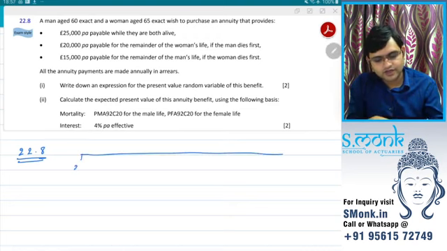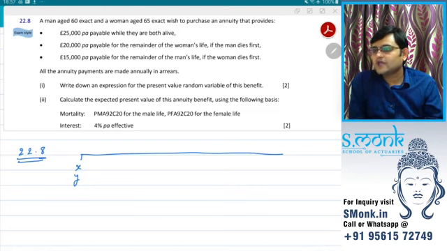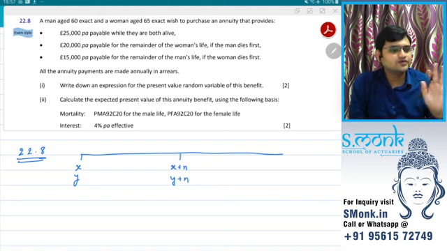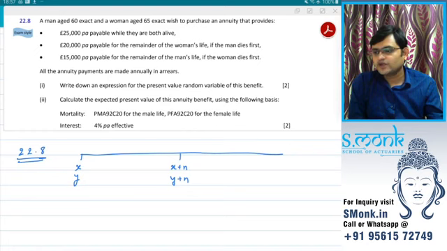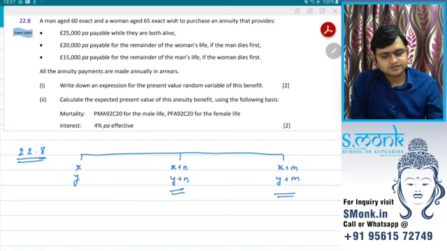Let's say at this point, X and Y both are alive. And at a certain point, let's say X plus N or Y plus N, after N years, one of them dies. We don't know which person dies at this point, but one of them dies here, and the second one dies somewhere here, X plus M, Y plus M. So the first person dies here and the second person dies here.